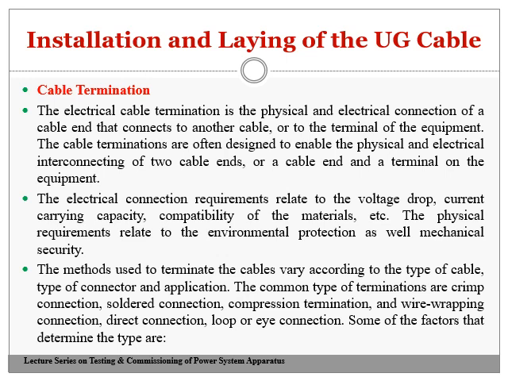Termination means, once the cable is laid, connecting the cable at either end. One end is towards the distribution system and the other towards the utility system, or sometimes from a generating system to the switchboard to the utility system. The electrical cable termination is a physical and electrical connection of the cable that connects to another cable, or between the consumer side and the substation side.